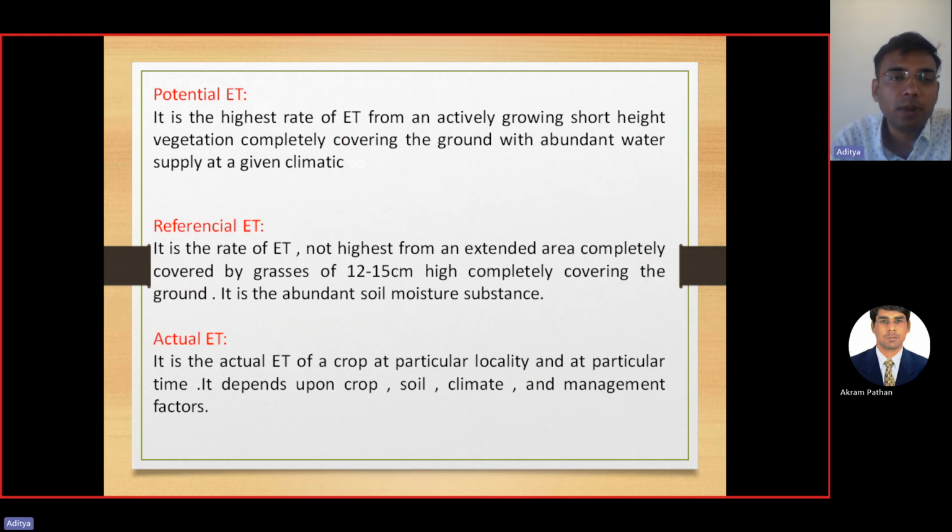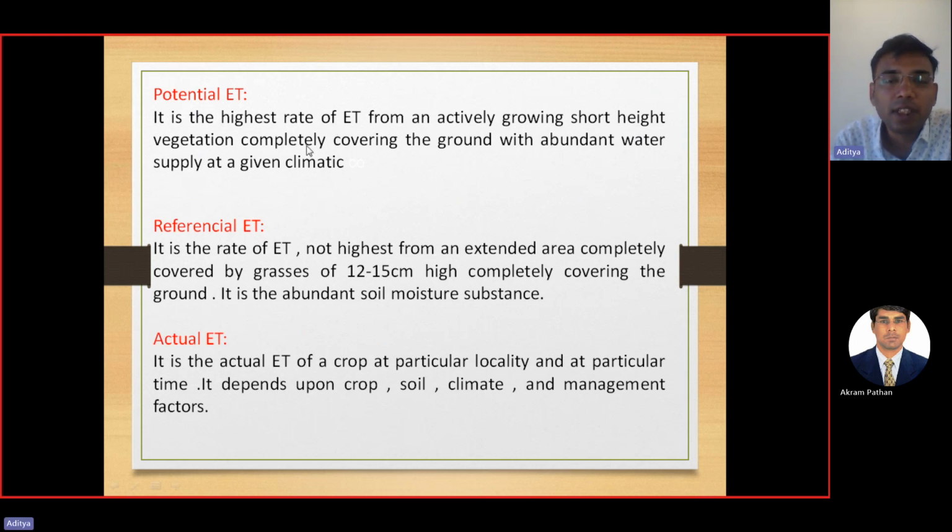Then some terms related to evapotranspiration. First is potential evapotranspiration. Many times students get confused between potential, reference and actual evapotranspiration. Potential is related to the potential of the area. If your area is covered with large vegetation and has plenty of water, then you can call this a potential area, and the term for this is potential evapotranspiration. It is the highest rate of evapotranspiration from actively growing short height vegetation completely covering the ground with abundant water supply at a given climate.